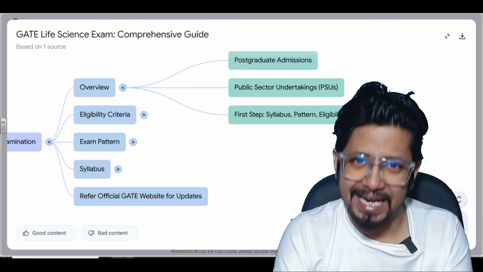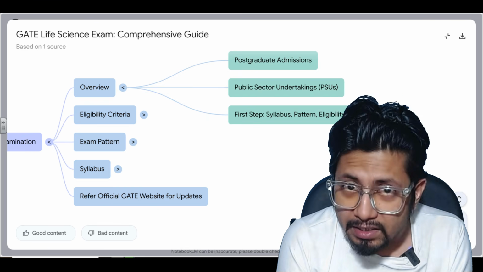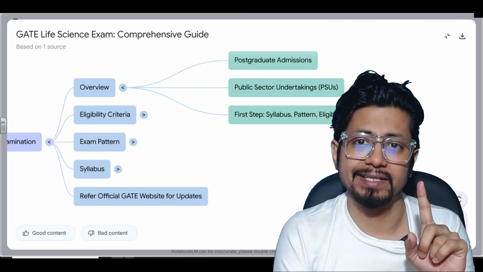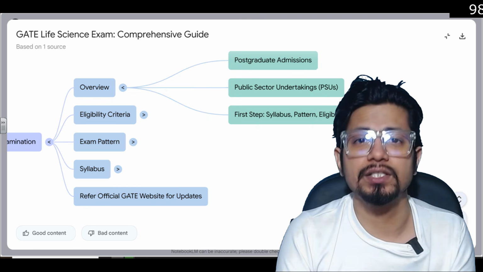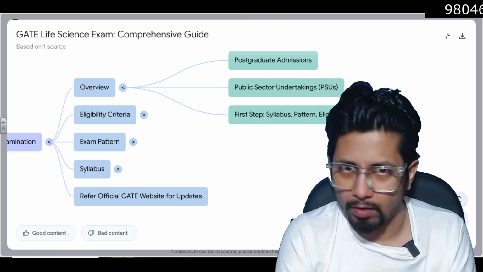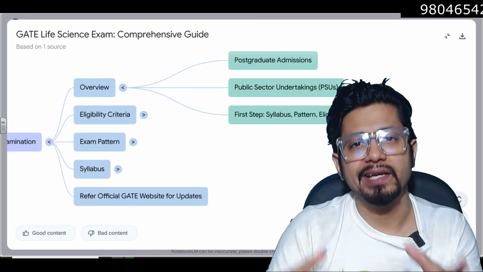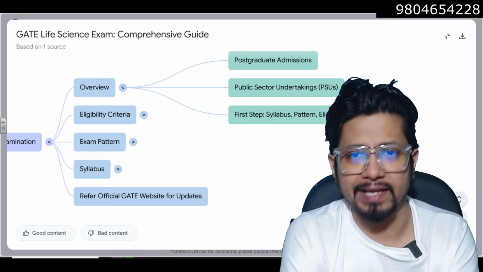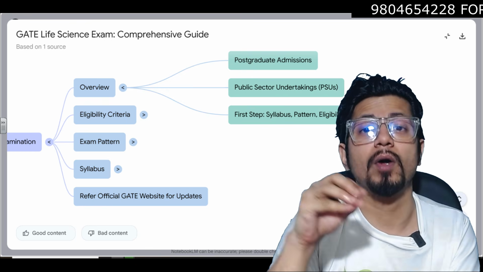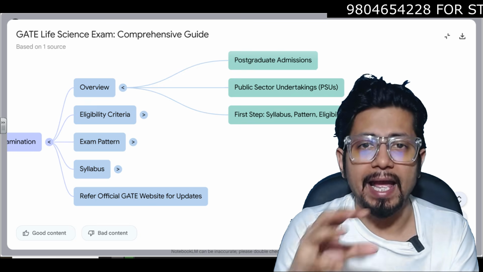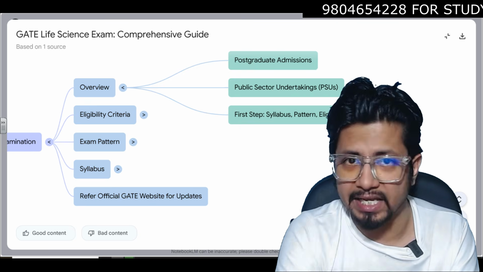And this is the very first step to understanding the exam, that is understanding the syllabus of the examination, the exam pattern, the eligibility criteria, and the age limit of the examination. But remember, it is your dream to get into an IIT, to do post graduation from the IITs of India, and this is the exam, this is the gateway to that.